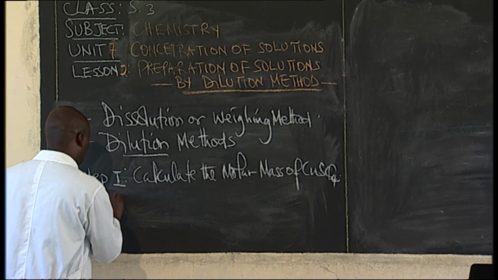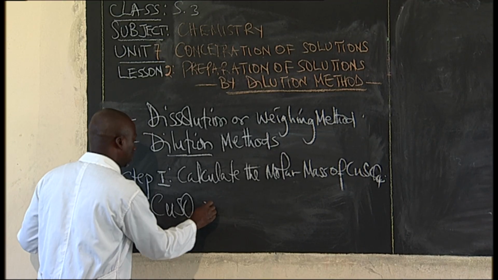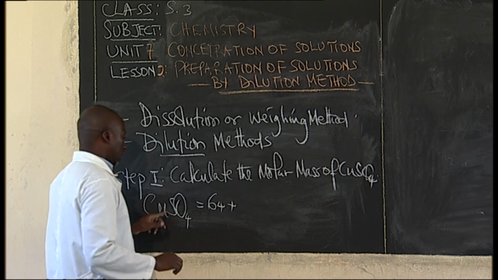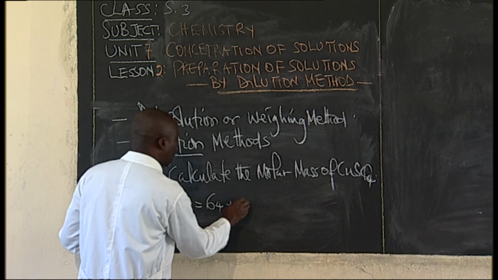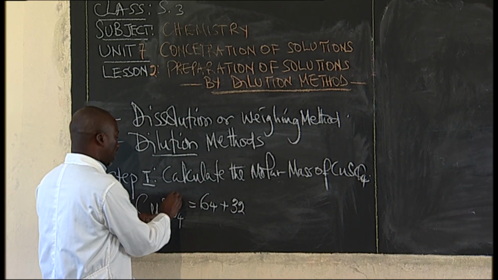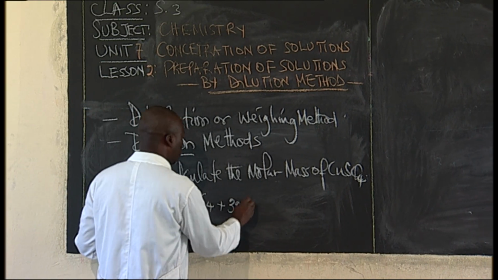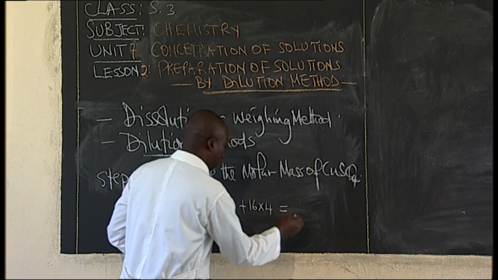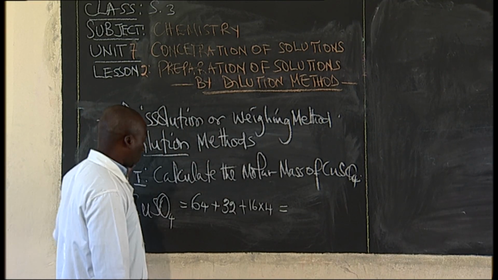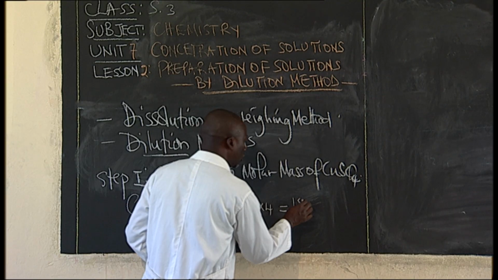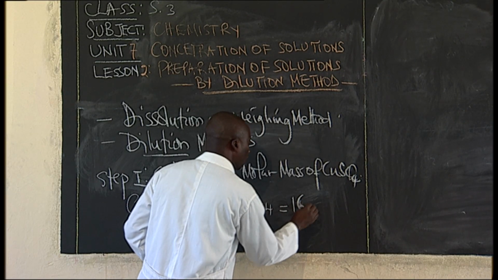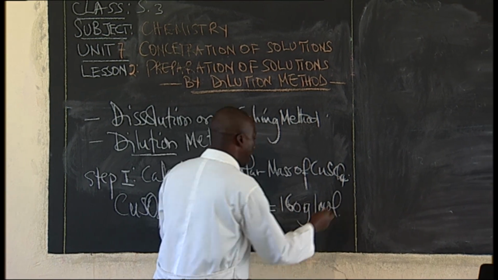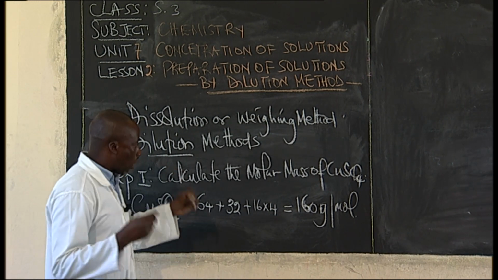For example, the molar mass of copper 2 sulfate: the atomic mass of copper is 64, the atomic mass of sulfur is 32, the atomic mass of oxygen is 16, so it will be 16 times 4. So what do you get in total? That is the molar mass, 160 grams per mole. That is the mass that is equivalent to 1 mole.